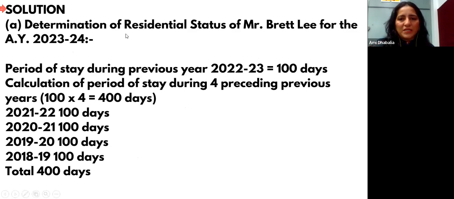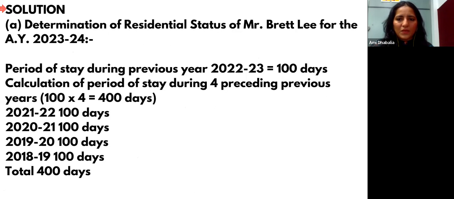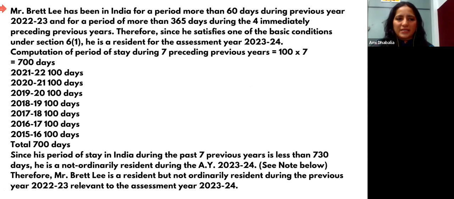So, determination of residential status. Now, he has been in India for 100 days every year, right? Last 10 years. He's not an Indian citizen, so those exemptions we don't have to think about. The first condition is 182 days. He does not fulfill it. But the second condition is 60 days and 365 days in 4 PPYs. Period of stay is 100 days, so the calculation of period of stay during the 4 preceding years is 400 days, right? And then 60 days. So obviously he satisfies the second condition and he's a resident.